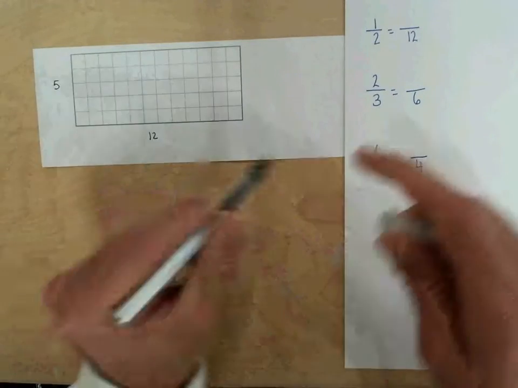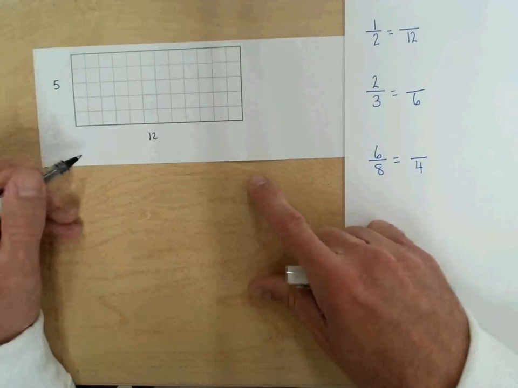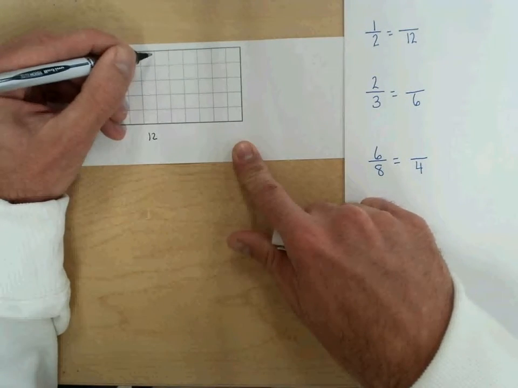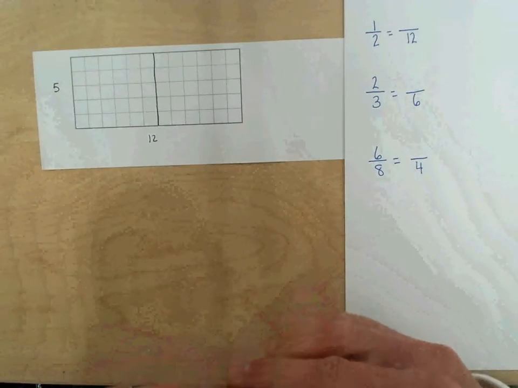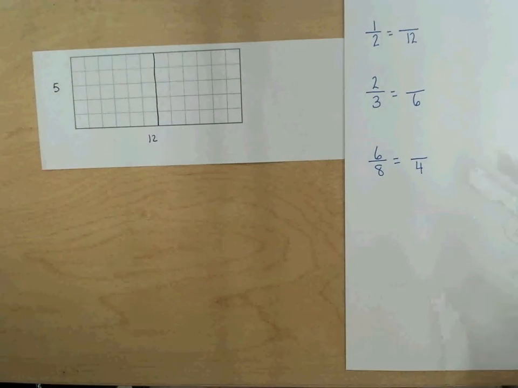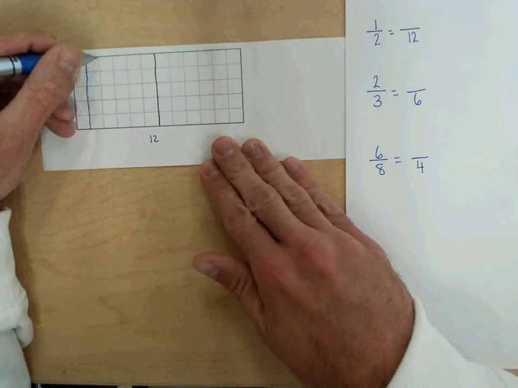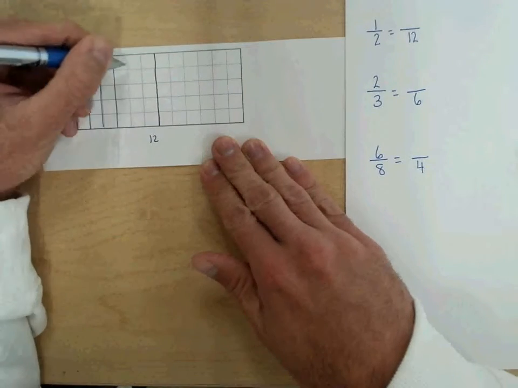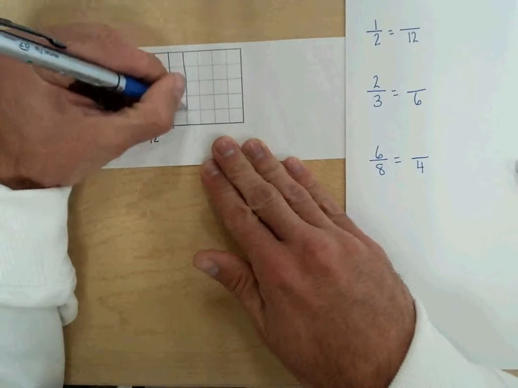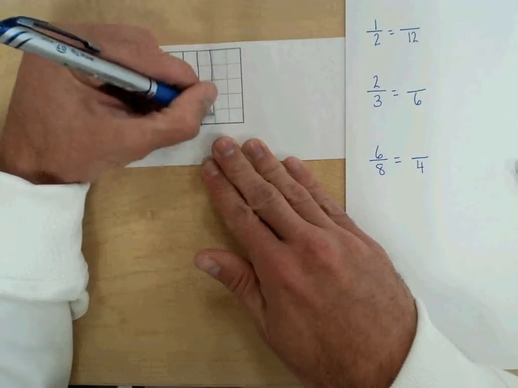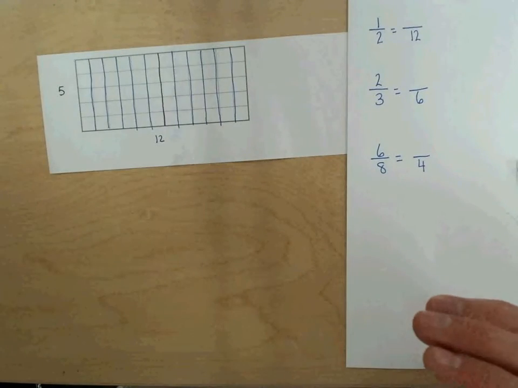So what we want to do is figure out, if we have half, how many twelfths does that equal? So I'm going to split this in half right there. Now I want to try to split this grid paper into twelfths. So I'm going to go 1, 2, 3, 4, 5, 7, 12. So I have that split into twelfths right there.